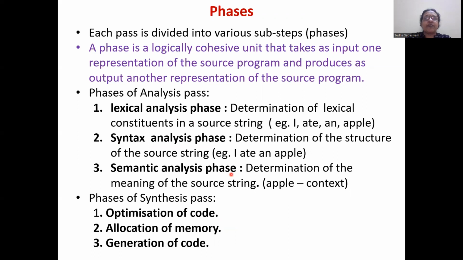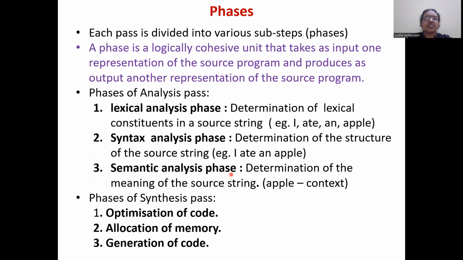So we will see now in this slide what are all the phases that are connected with the analysis pass and what are all the phases which are connected with the synthesis pass of the compiler. Each pass of the compiler consists of a number of phases. What is a phase? A phase is a logically cohesive unit that takes as input one representation of the source program and produces as output another representation of the source program.